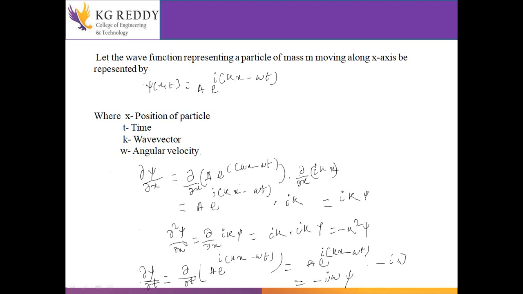Then I will put here equation number 1. This is the first wave equation, equation number 1. This is equation number 2, del square psi by del x square. This is equation number 3, del psi by del t. Okay.